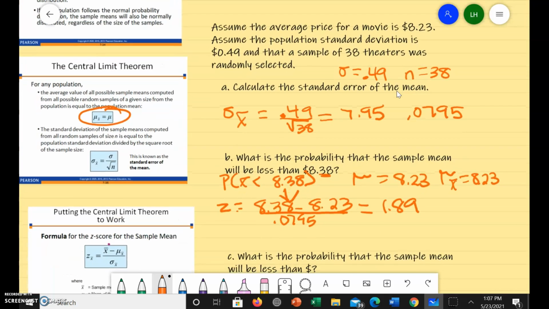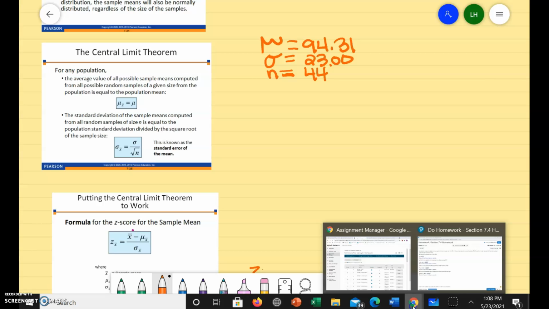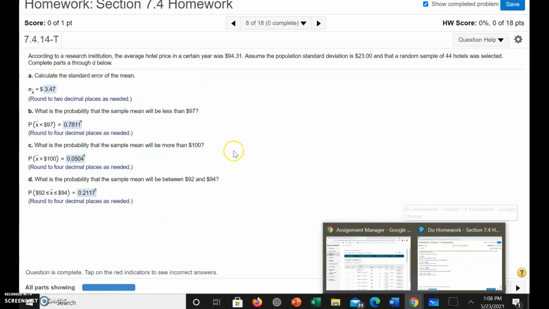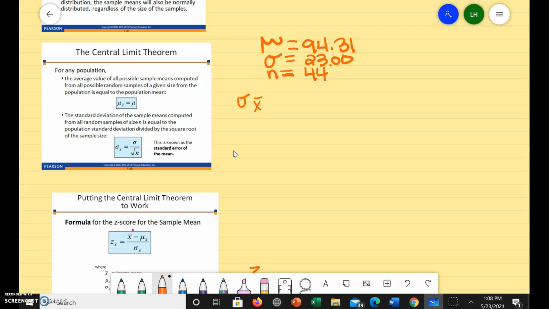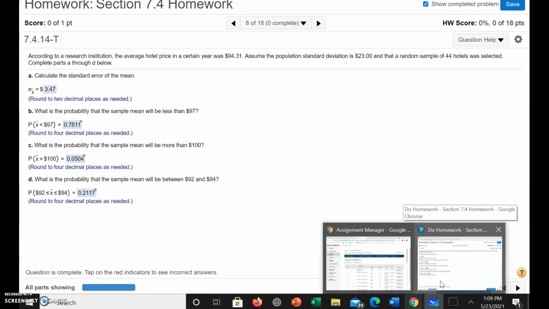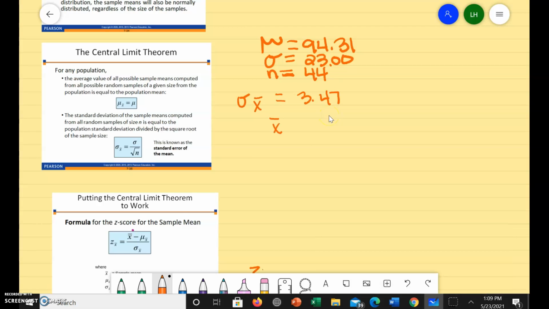So let me erase all this. And we know how to calculate the standard error of the mean, so I'm not going to calculate that again, but you can pause it and try to calculate it if you want to. It's 3.47. I'm going to go straight to 92 and 94. Our sample means falling in between 92 and 94. So you have to do the z-score for both. And we know the standard error of the mean is 3.47.